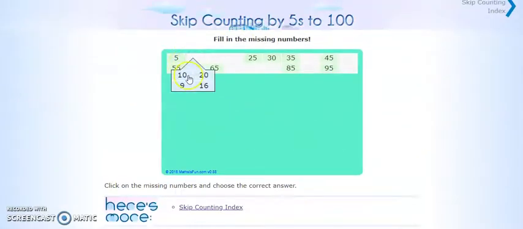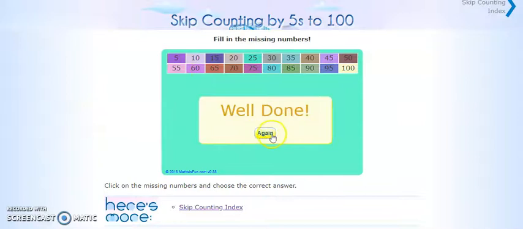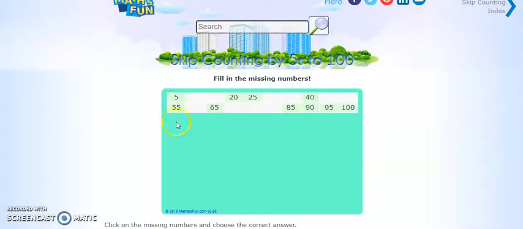5, 10, 15, 20, 25, 30, 35, 40, 45, 50, 55, 60, 65, 70, 75, 80, 85, 90, 95, and 100. And again, you can just keep going and going and going until you run out of numbers, or until you run out of breath, or until you get hungry.